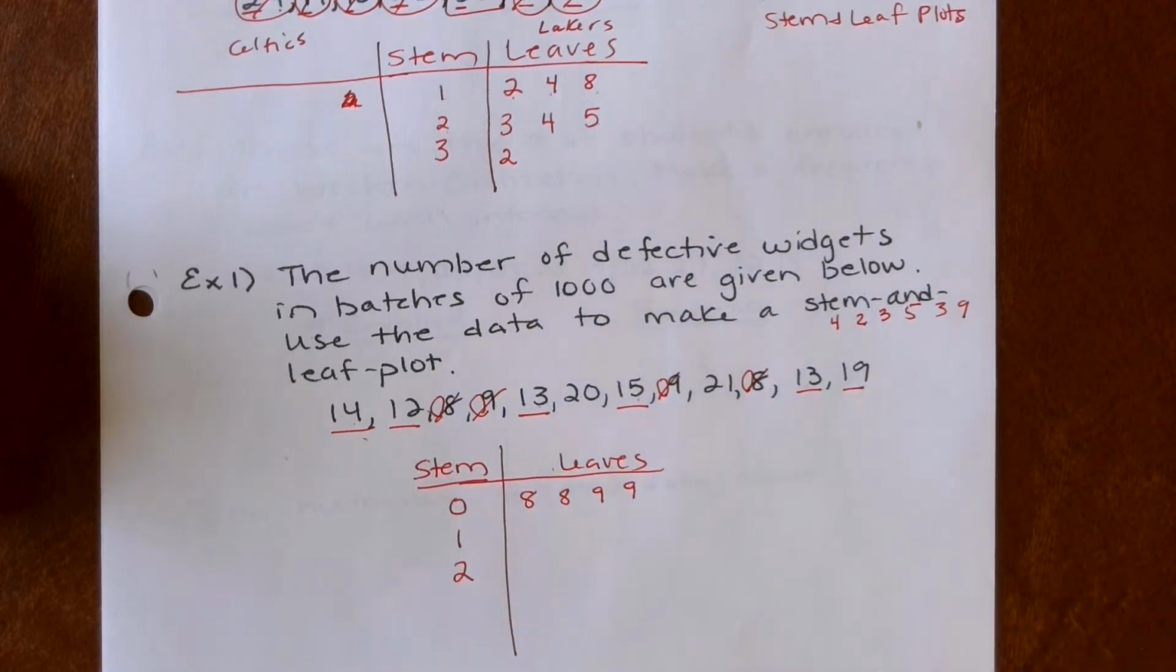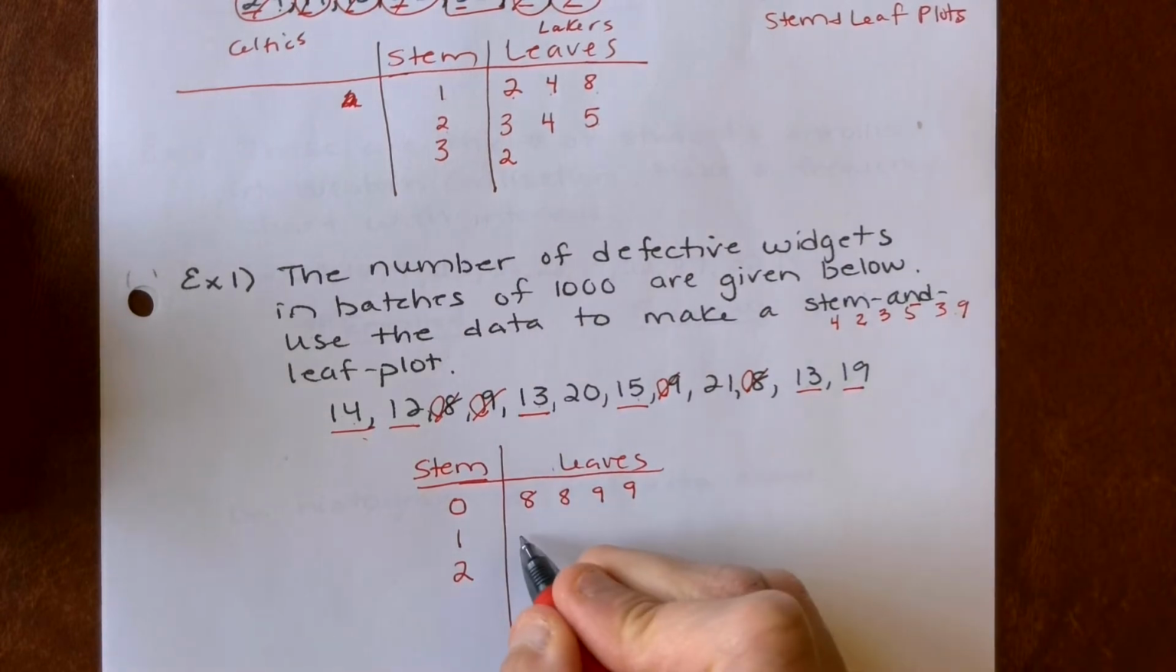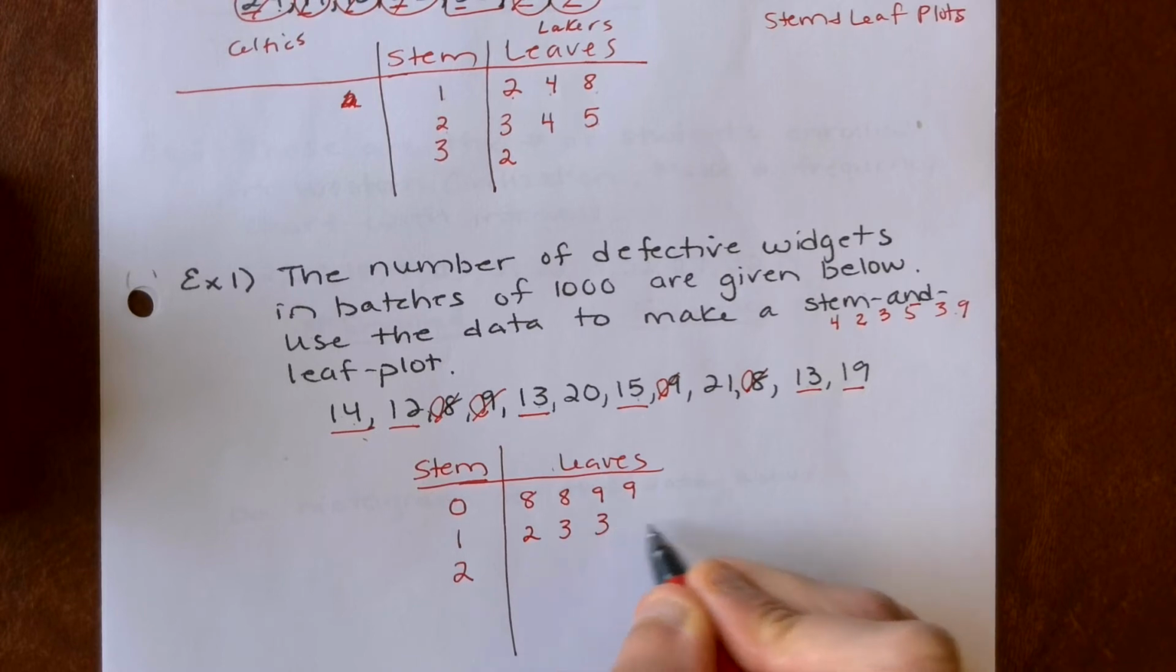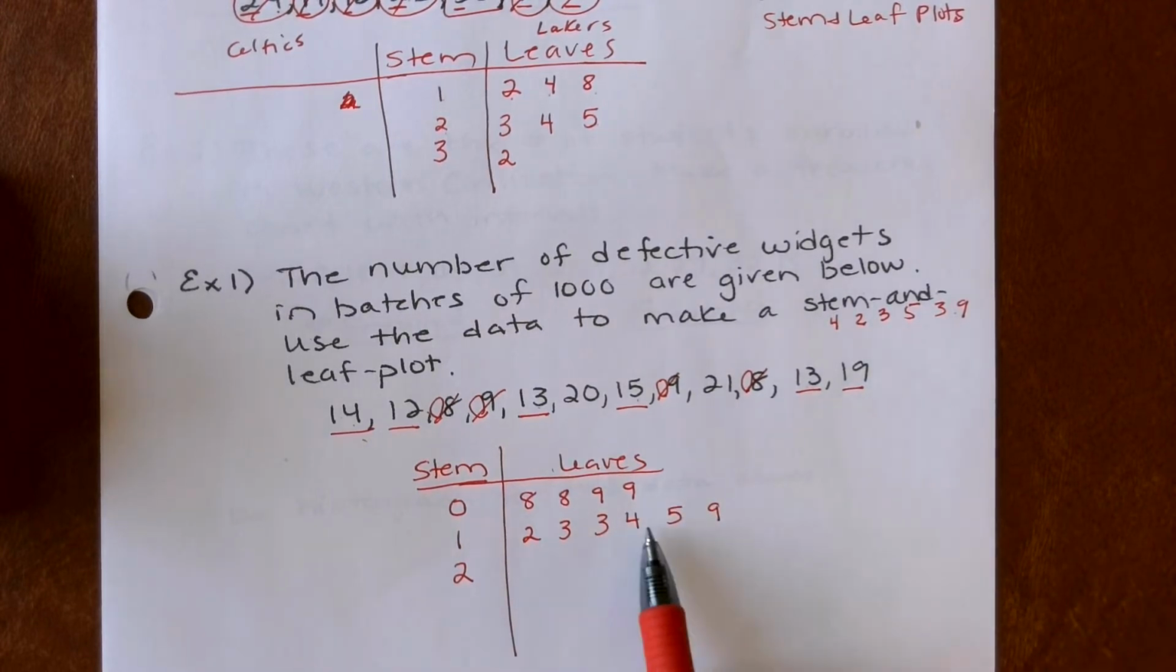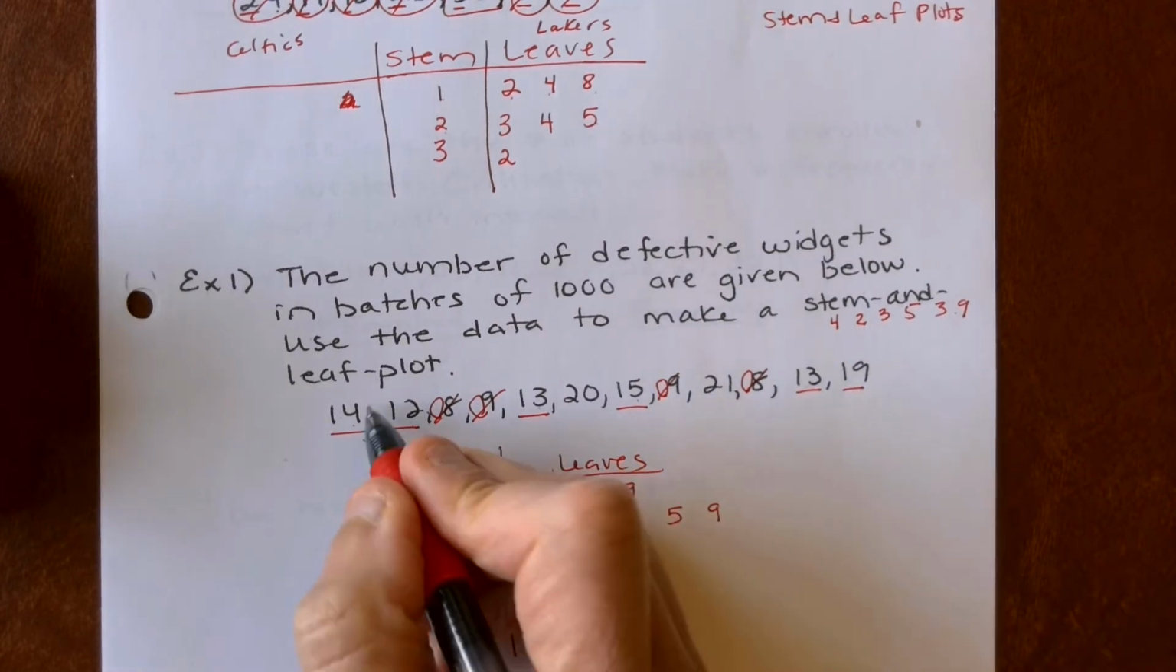Make sure I didn't miss any, and then take this and write it in ascending order. So I've got a 2, I've got 2 3s, 4, 5, and a 9. 2, 4, 6, 2, 4, 6. Yep. So you're just kind of double checking, and then those are gone.